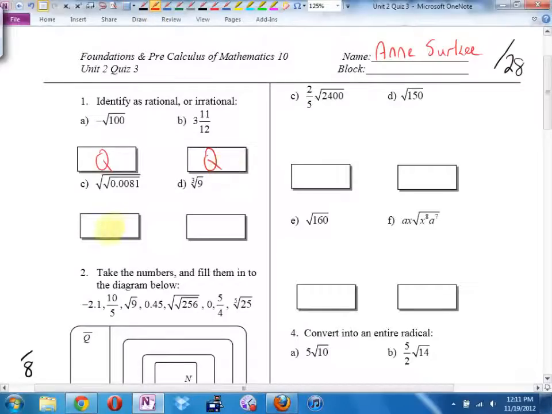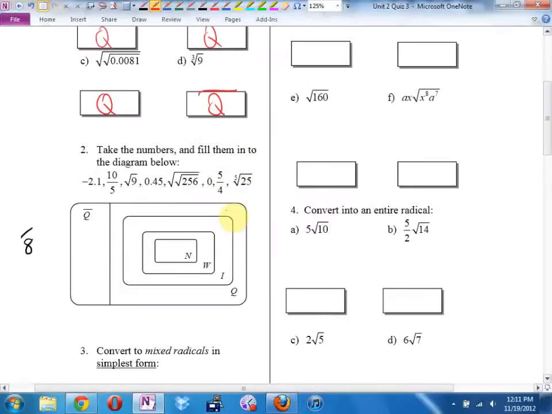Rational, irrational, Q bar. Cube root of 9 is like 1 point something, 2 point something, but it goes on forever without repeating, right? Take the numbers below, fill them into the diagram below. Okay, negative 2.1, it's rational, but it's not an integer. Wait a minute, Mr. Dewick, it's negative. Integers are not decimals. It goes there.